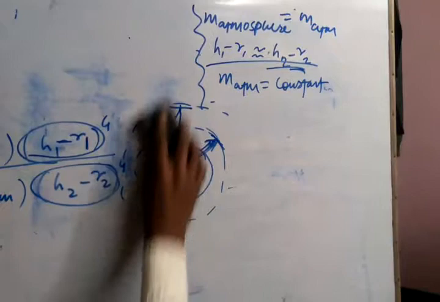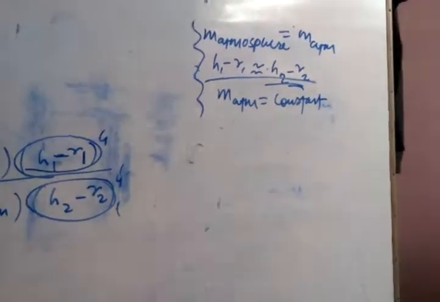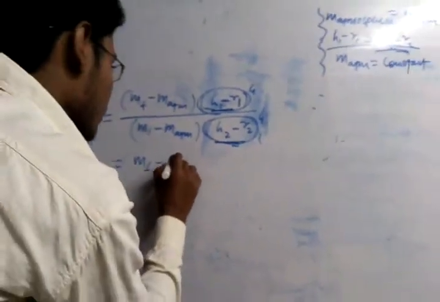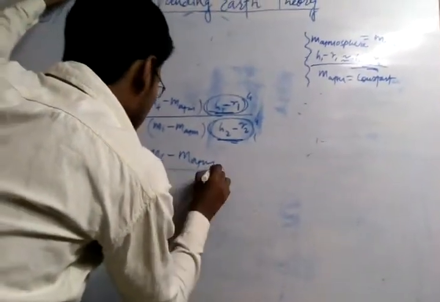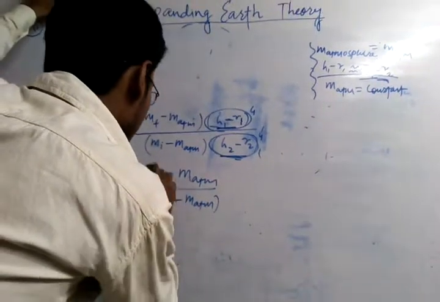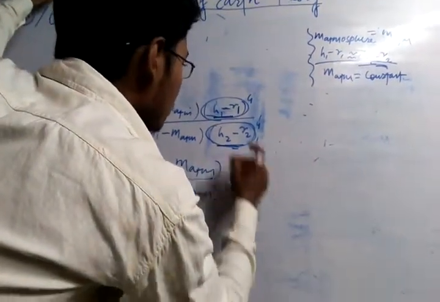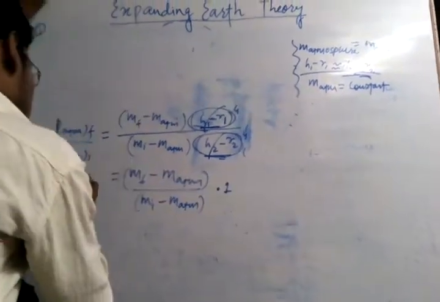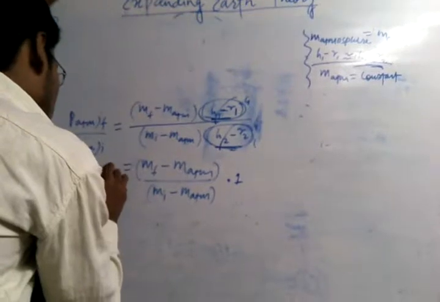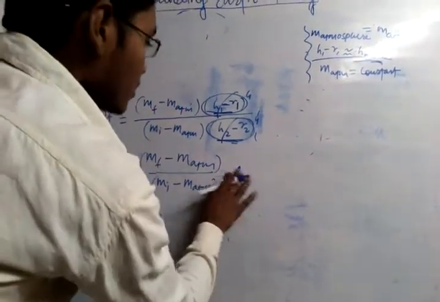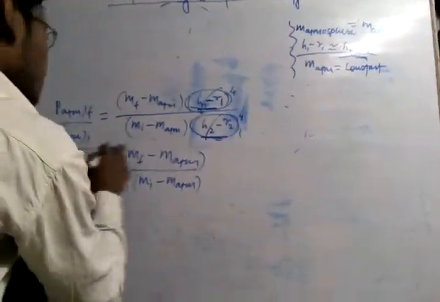Then we can say what? See here. We can say these two quantities are equal. That's why we can conclude that (m final minus m atm) upon (m initial minus m atm), into this, which tends to 1, into 1, is equal to P_ATM final upon P_ATM initial, and the 1 can be ignored.